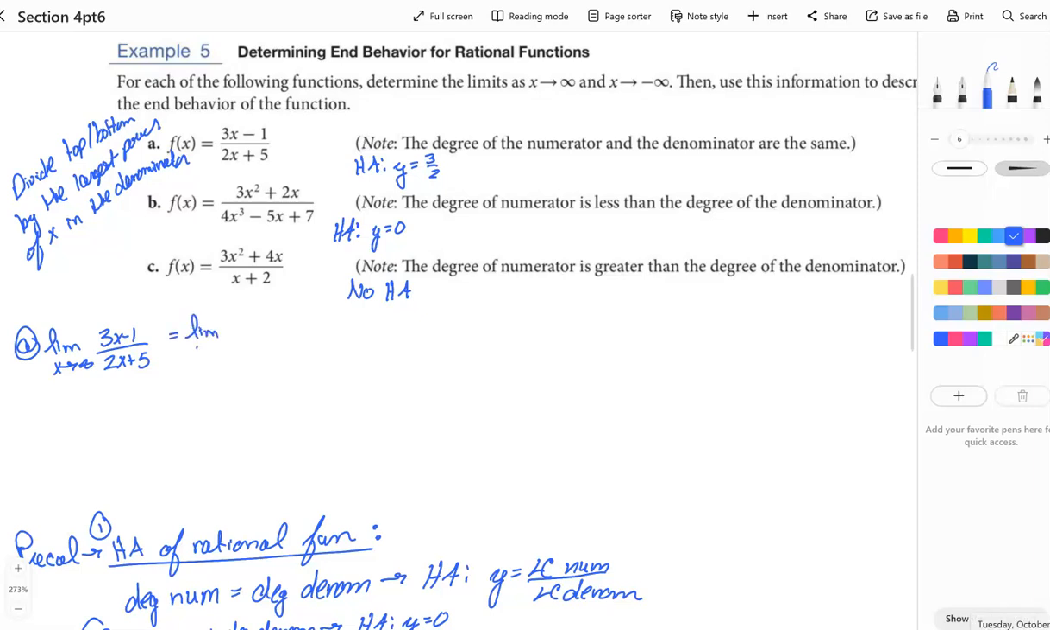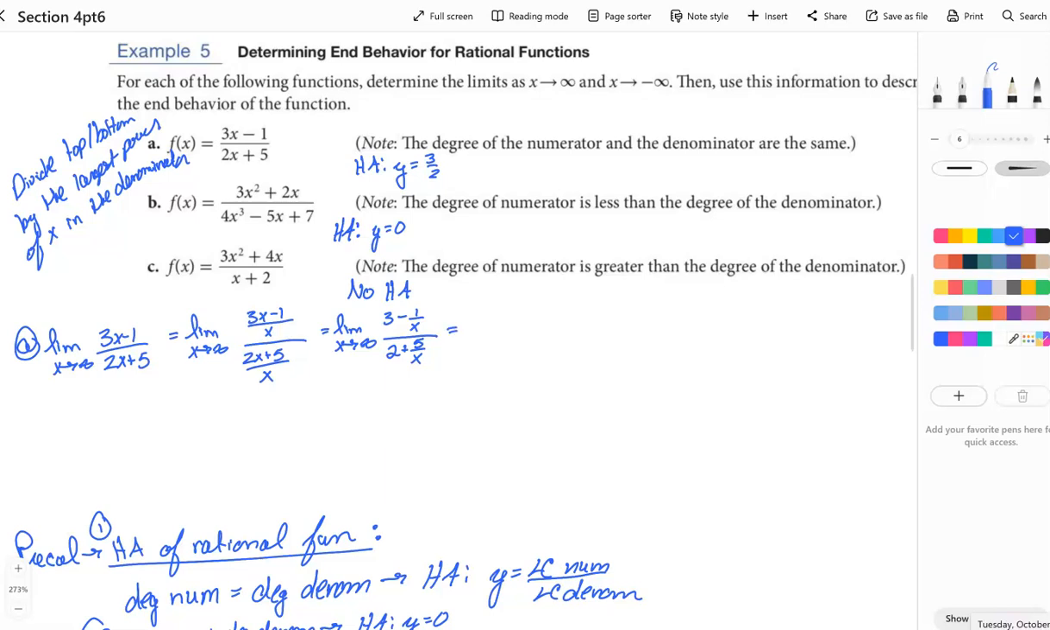So here's what I'm going to do. I am going to divide everything by x, top and bottom. As long as I do the same thing to the top and bottom of the fraction, it is a legal move in math. And then I'm going to split that numerator. That's something we've seen quite a bit here. So I'm going to have 3x over x, which is just 3, minus 1 over x, over 2x over x, which is just 2, plus 5 over x. And that makes it easy for us to think about the limit.